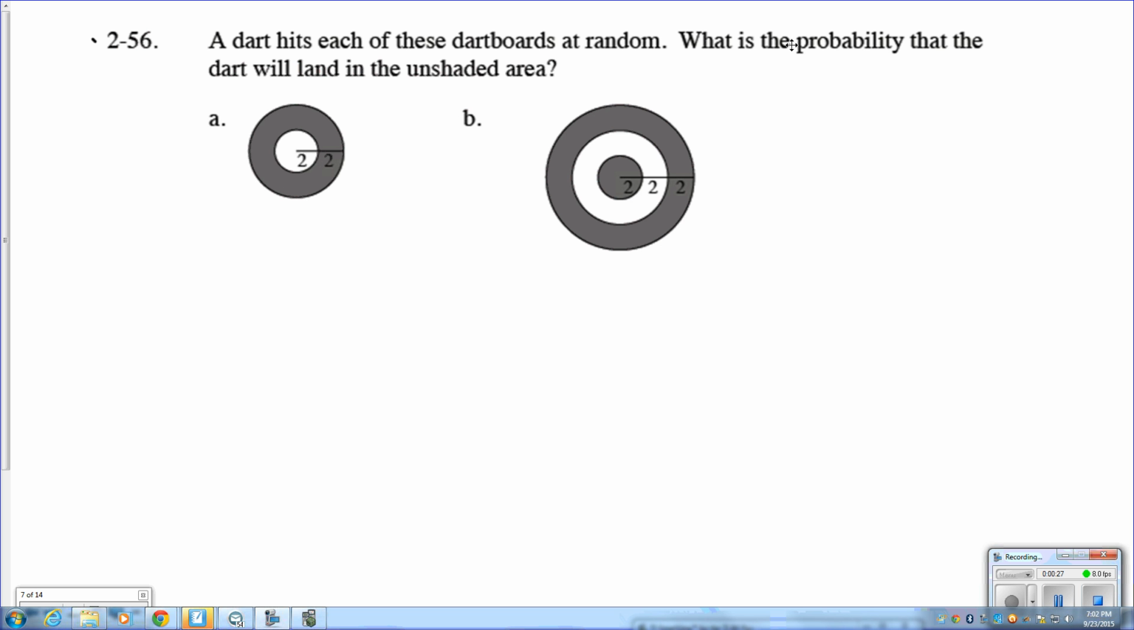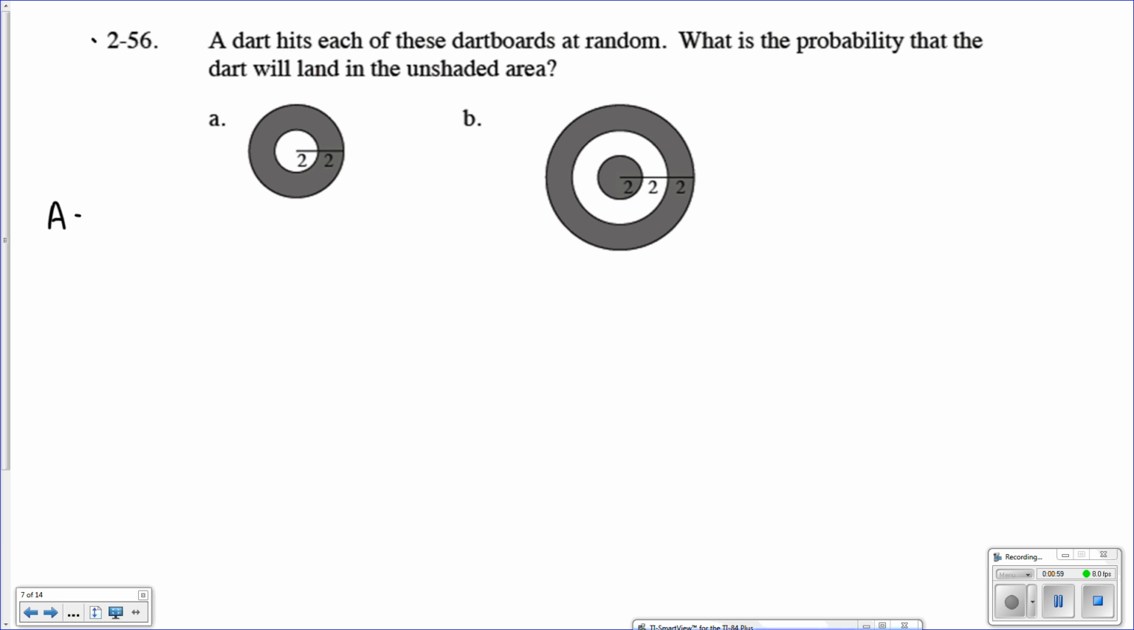So when we're looking at coming up with the probability of the dart hitting the board in a certain location, we're going to be looking at geometric probabilities here. We're going to be comparing the areas of the regions that satisfy the situation versus the entire area of the board. So for instance, on this first one, the area of the unshaded region would be this little circle here. Remember, area equals pi times the radius squared for a circle.